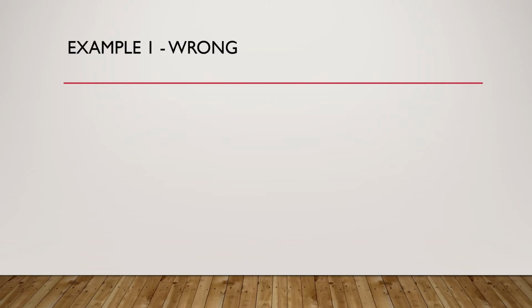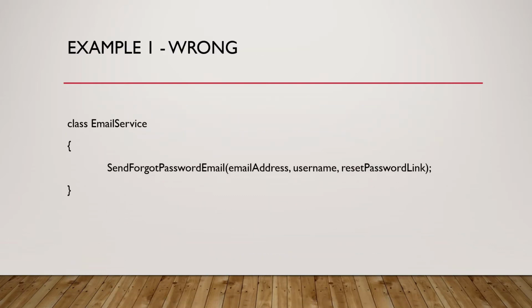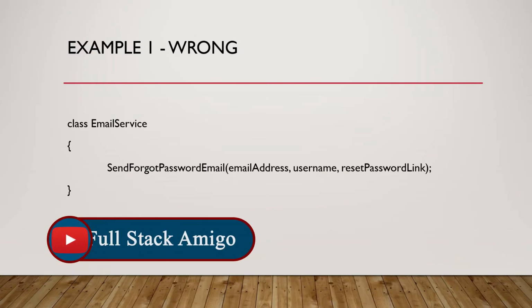Now let's see an example. In this example, we have an email service. This is what we always do. In our email service, we have a send forgot password email method. It takes email address, username, and reset password link. So what's wrong with it? This method is creating the body of the email in the same place that it is sending that email.